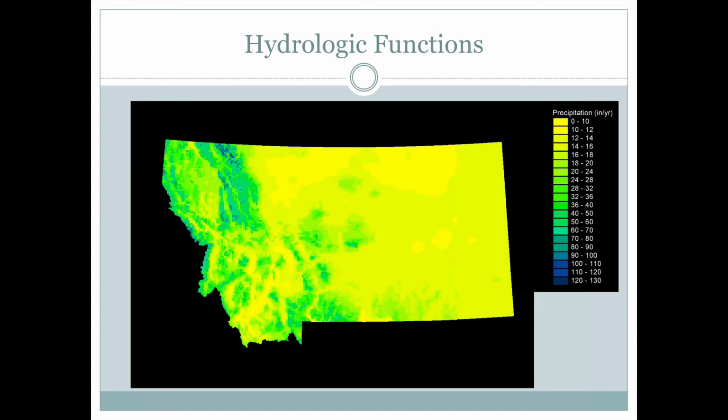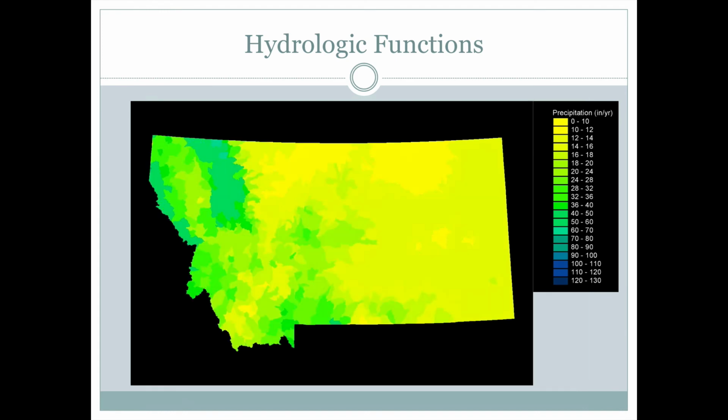For example, this is a map showing precipitation across the state of Montana. And what we can do is use these hydrologic units or watersheds in order to summarize how much rain falls in each of those watersheds. So we would simply take all the grid cells within watersheds, and then summarize to say how much precipitation, inches per year, falls within each of those watersheds.